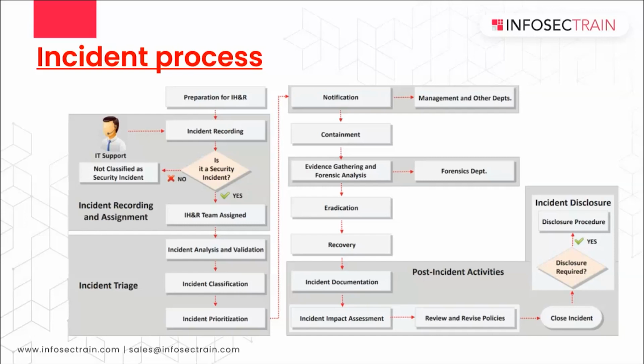Then review and revise policies. After we have assessed the incident impact, we'll review and revise the organization policies and prepare for new things. Any security controls which need to be added to prevent a future incident will be added over here. Then we close the investigation, and if incident disclosure is required, the organization's incident handling response team and management will discuss whether to disclose the incident details to the public or not, like to customers, media, these things. If yes, then they will disclose it. Otherwise, they won't. It can depend on that as well.